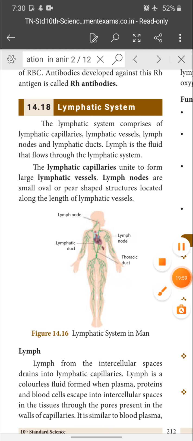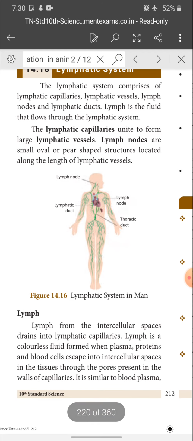And then, what is lymph? Lymph from the intercellular space drains into the lymphatic capillaries. Lymph is a colorless fluid formed when plasma, proteins and blood cells escape into the intercellular spaces in the tissues through the pores present in the walls of the capillaries. Okay, that is how lymph is formed.